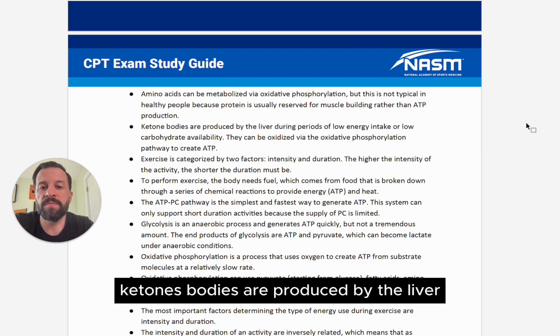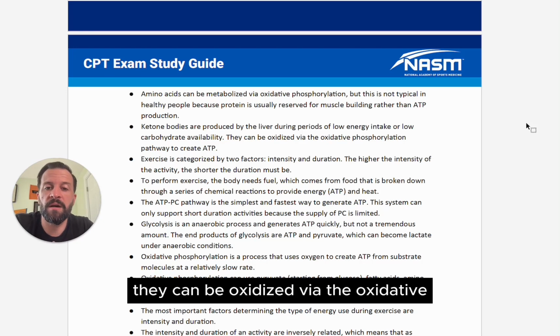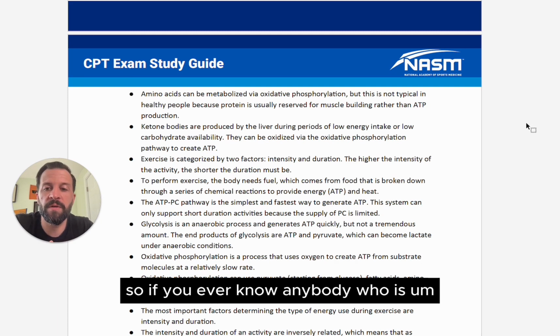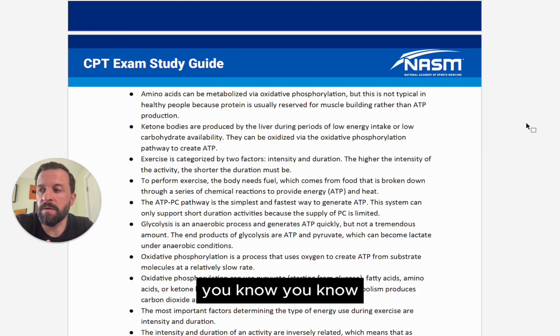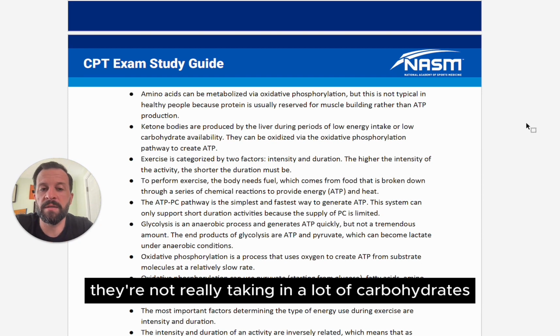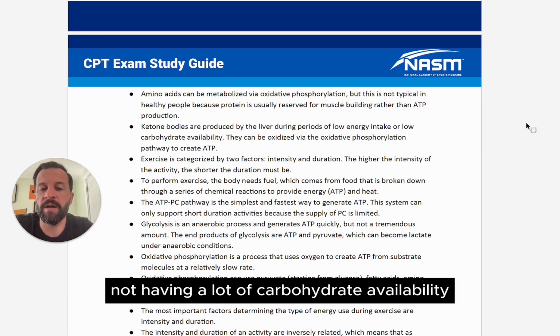Ketone bodies are produced by the liver during periods of low energy intake or low carbohydrate availability. They can be oxidized via the oxidative phosphorylation pathway to create ATP. And so if you ever know anybody who is on a keto diet and they're not really taking in a lot of carbohydrates, this is one of the ways that the body works around not having a lot of carbohydrate availability.